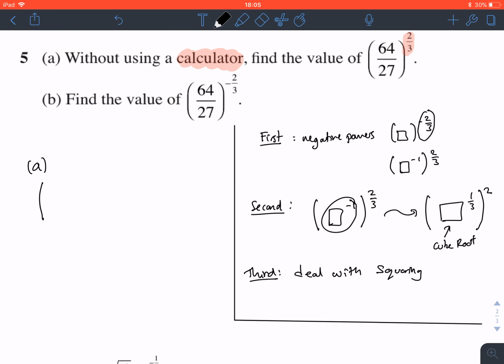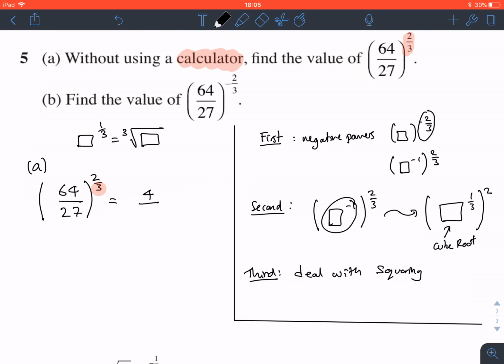So I think we did this in a previous video, but I'm going to go over it again. 64/27. That's right. I'm just going to write it out. Now I want to deal with the third bit first. I want to make it smaller by cube rooting. Remember, a third is the same as cube rooting that number. Now I want to cube root 64/27. So what's the cube root of 64? Well, 4 times 4 is 16, times by 4 again is 64. So that's 4. What's the cube root of 27?